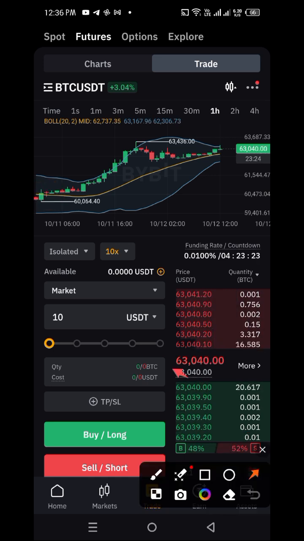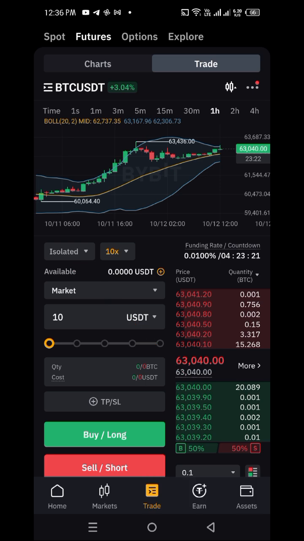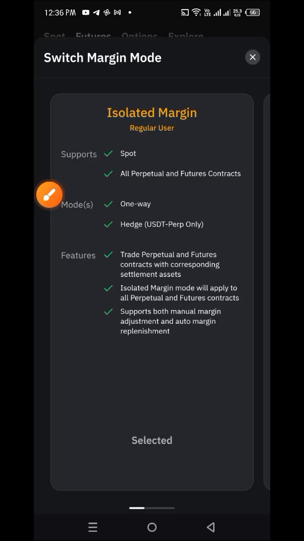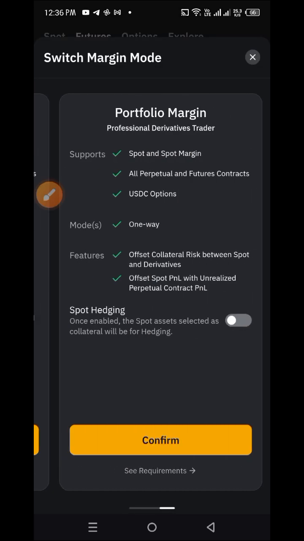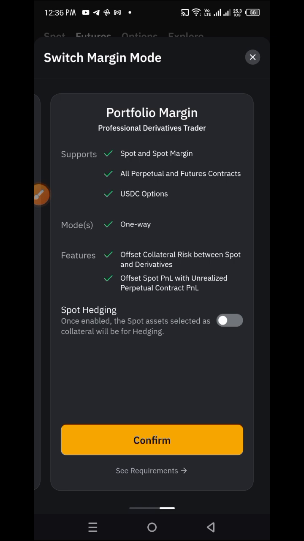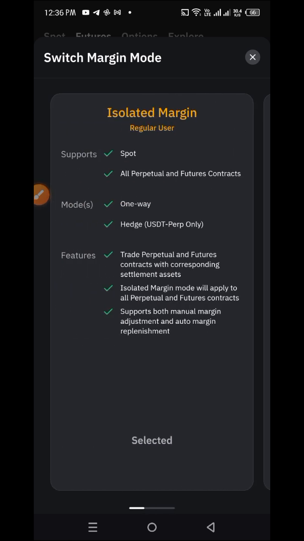This right here, let me show you again. When you click on it, you see we have different options. We have cross margin, we have portfolio margin. Make sure it's on, see, isolated is selected. That's what I have here.